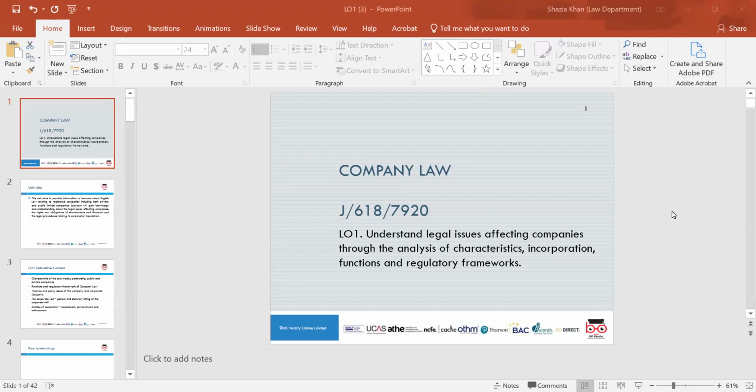The unit is J618-7920, and we'll be doing learning outcome 1 today. Learning outcome 1 is looking at understanding legal issues affecting companies through the analysis of characteristics, incorporation functions and regulatory framework. So we'll be looking at that, and then we've got another 3 learning outcomes plus the assignment discussion session.